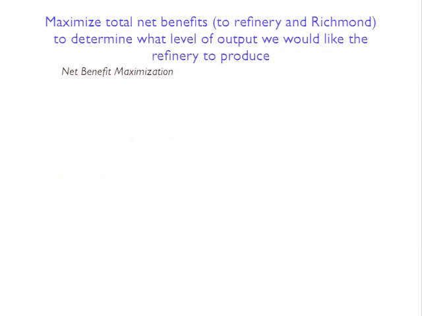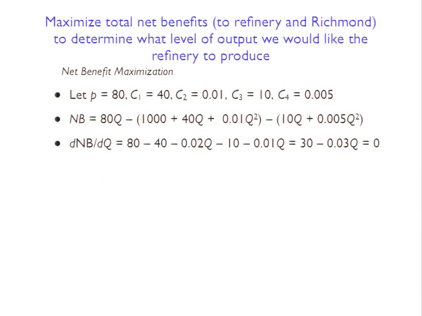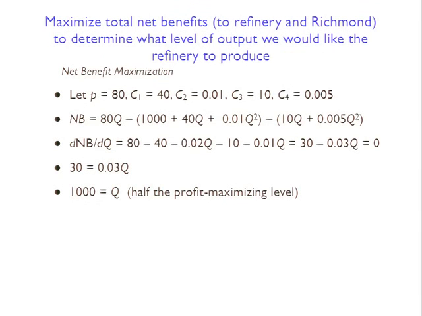So that's the profit maximizing quantity, but of course, that's not the quantity that maximizes the total net benefits to both the refinery and Richmond, because there is this negative externality. So then we figure out the solution to maximizing the net benefits function, which is right here. Again, P, C1, C2 are the same, but now we have these health costs, represented by C3 equals 10 and C4 equals 0.05. We plug in all of those parameters to this equation, take the derivative with respect to Q, set that equal to 0, work through the algebra, and what you get is that the quantity now is 1,000. In this particular case, that happens to be half the profit maximizing level of production. So the quantity that maximizes the net benefit is 1,000 barrels.